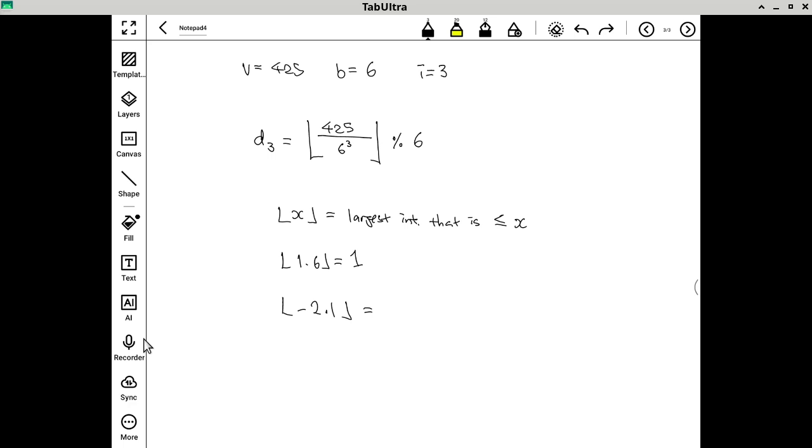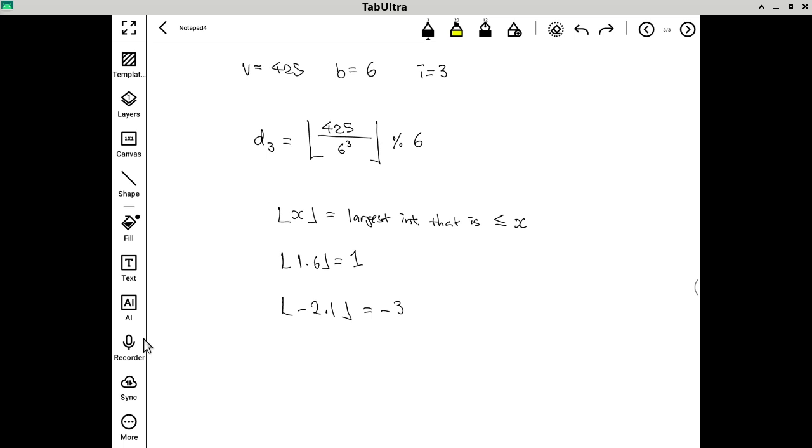Because I refrain from using the word truncation. Let's think about this. What is the largest integer that is, the most important part here, less than or equal to negative 2.1? It's negative 3. So in this case, it doesn't look like truncation to me, because truncation means we're just getting rid of the decimal point and everything to the right of the decimal point. But that's not what floor is.